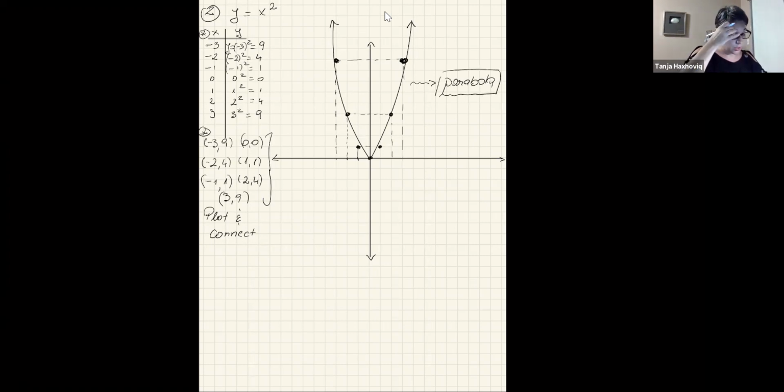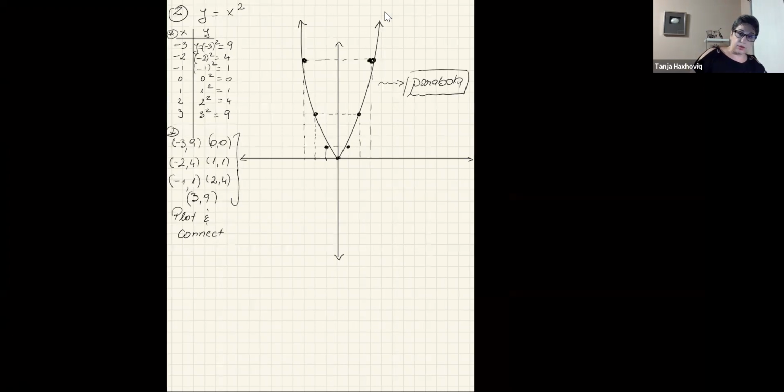Okay, so let us do another example. That is the equation y equals x to the third. Then we'll take some x's, find the corresponding y's according to the equation we have, and then we'll plot the points, and then we'll connect at the end. All right, so let us do the table.